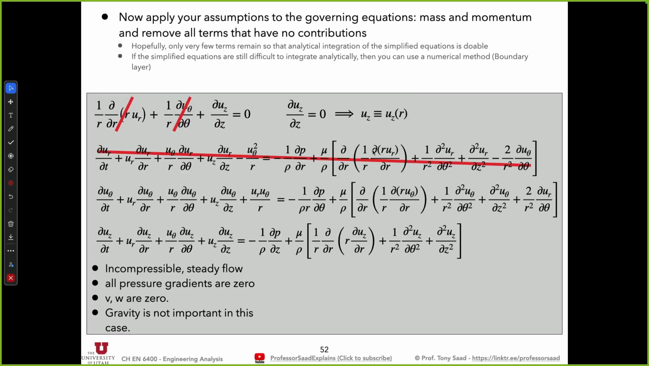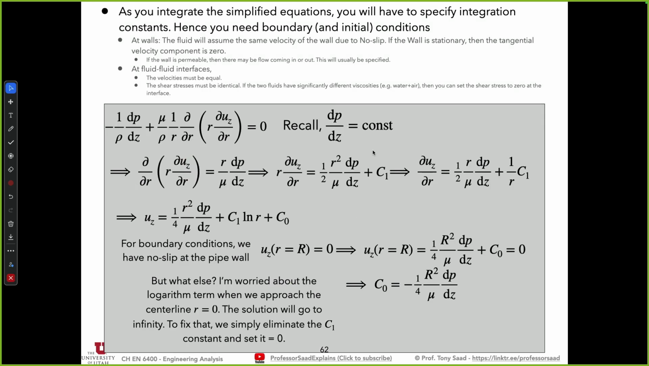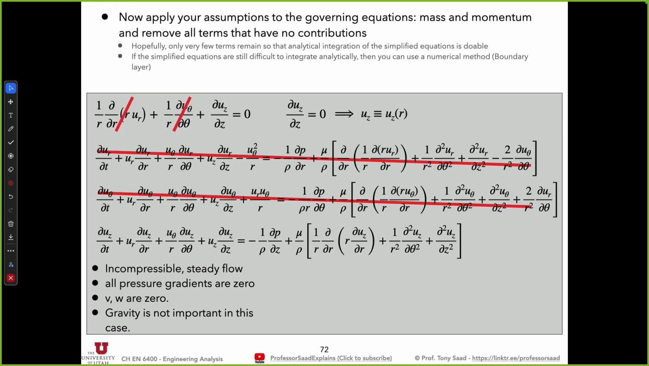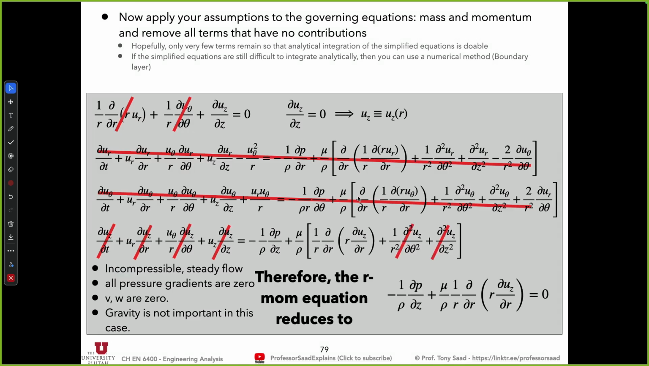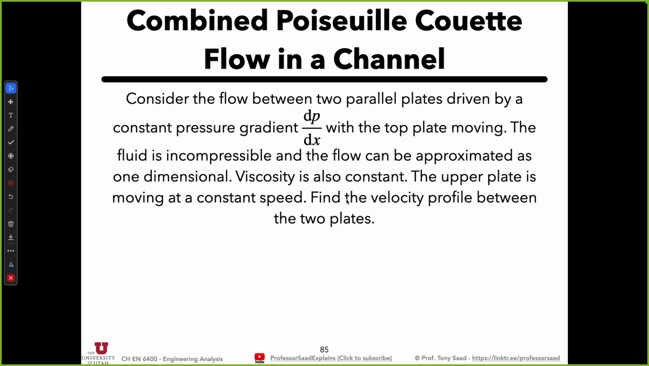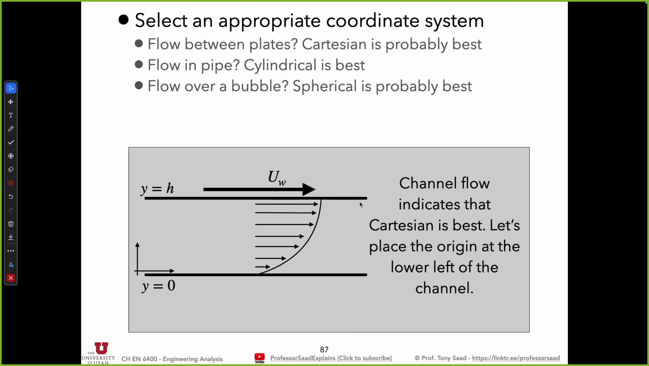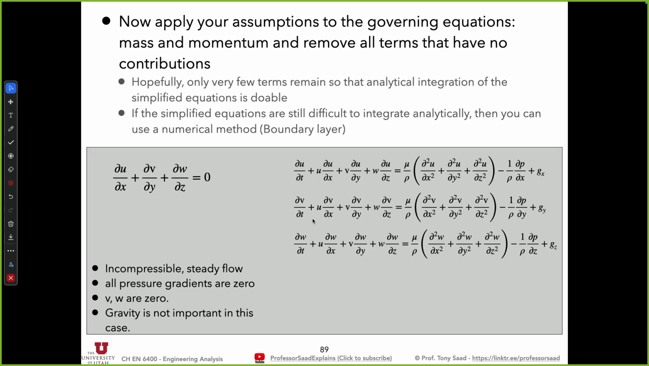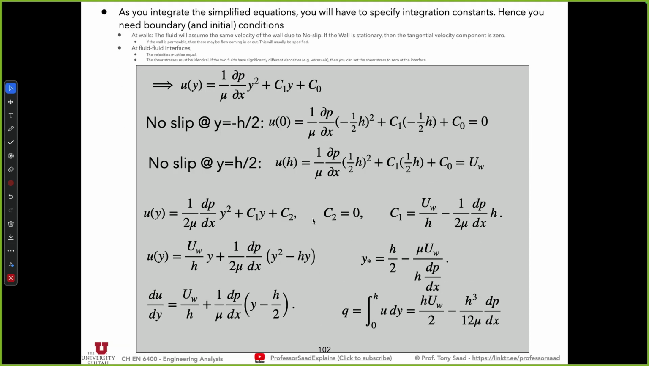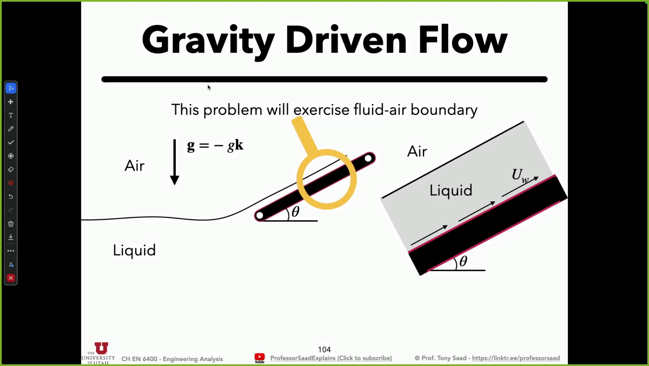We'll go through the whole procedure, and then we have another problem where you have flow between two concentric cylinders that are stationary. So again, I'm adding more complexity to these problems. I can complicate them as much as I like, and they're all solvable. Then there's combined Poiseuille-Couette flow in a channel, so you have a moving wall and a pressure gradient.